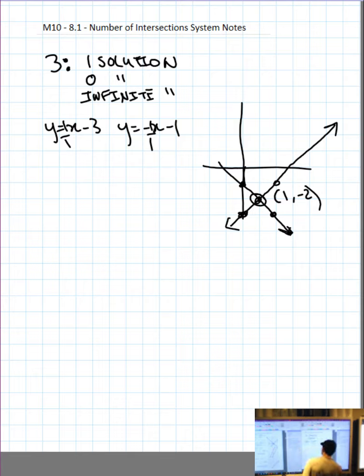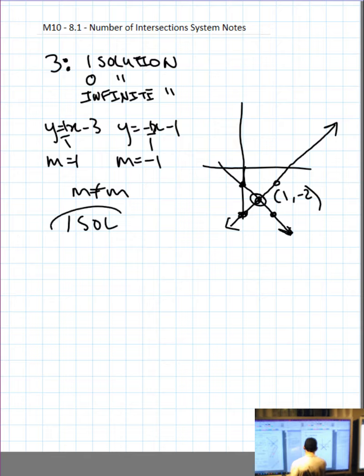So the first example has a slope of 1, m equals 1. The second has a slope of m equals negative 1. As you can see in the English instructions, we have different slopes, or m is not equal to n. Therefore, it is the first case, one solution, one intersection point.